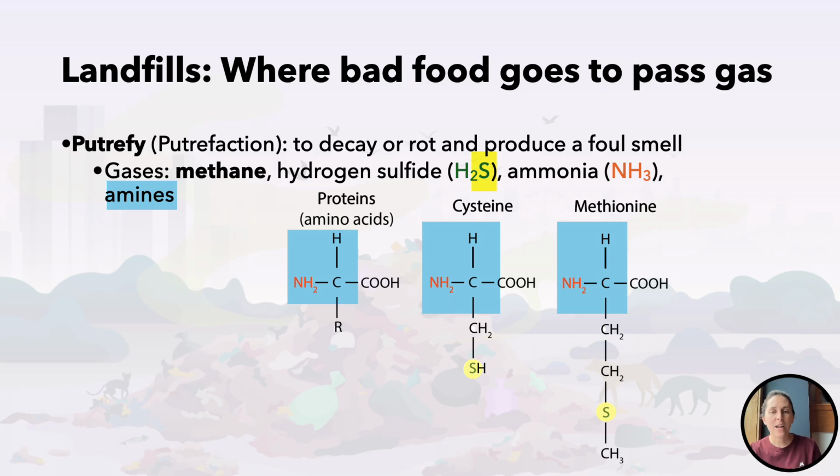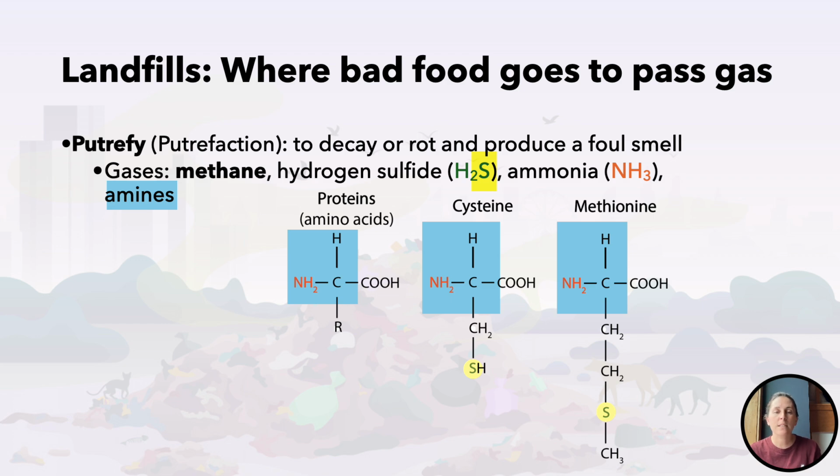So here we have some amino acids. Over on the leftmost side, we have just a representative amino acid. You can see that R group. And then in the middle, we have the amino acid cysteine. And over on the right, we have methionine. Cysteine and methionine are both sulfur-containing amino acids, which can contribute to the production of hydrogen sulfide.